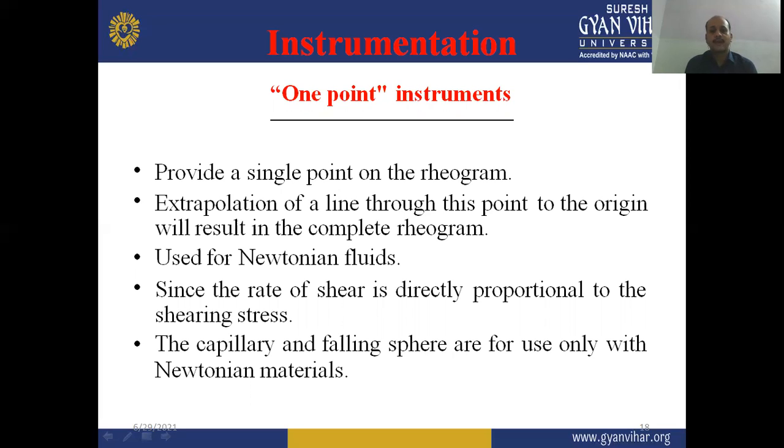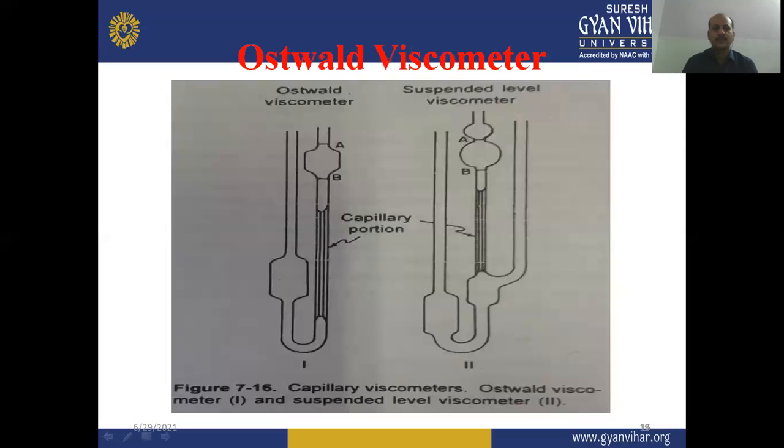The capillary and falling sphere viscometers are of use only with Newtonian types of material. The Ostwald viscometer is one of the very simple examples which is widely used in laboratories for measurement of viscosity. So this is the Ostwald viscometer, where you can see two bulbs, a small bulb and a big bulb, and there are two points, A and B. The capillary viscometer can be given by the example of the Ostwald viscometer.